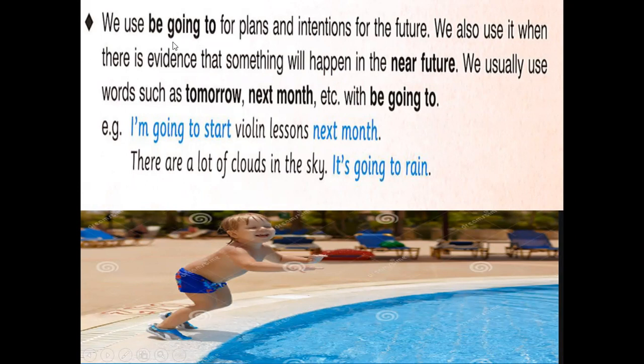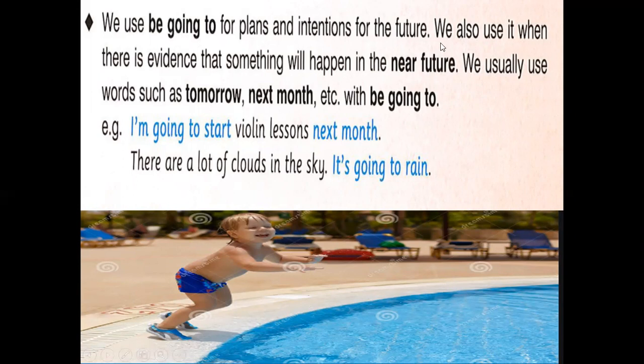Now, let's revise going to. We use be going to for plans and intentions. As we said, if you are planning to do something, if you have the intention to do something, we use going to. Be means am or is or are. I am, he is, she is, it is, we are, they are, you are.